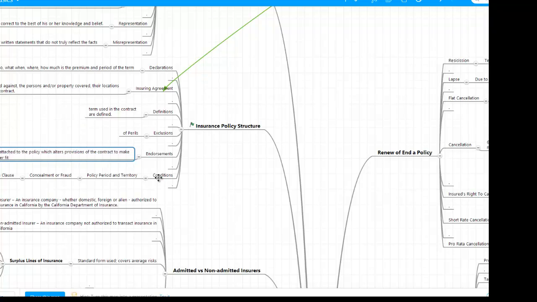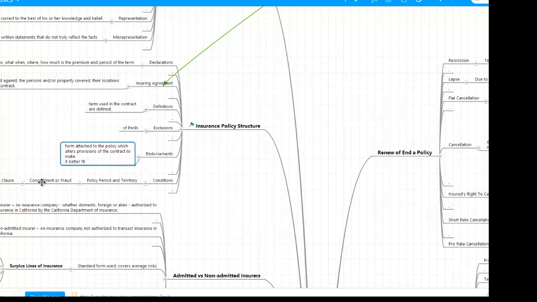And then we have the conditions. The conditions contain the manner in which both parties would treat each other. Here's a liberalization clause. That means if they offer a wider coverage and they don't increase the premium, they can't charge you. You're not supposed to conceal or commit fraud in your application or in the treatment of the liability or property, and it'll give the policy period and the territory. So that is the construction of an insurance policy.